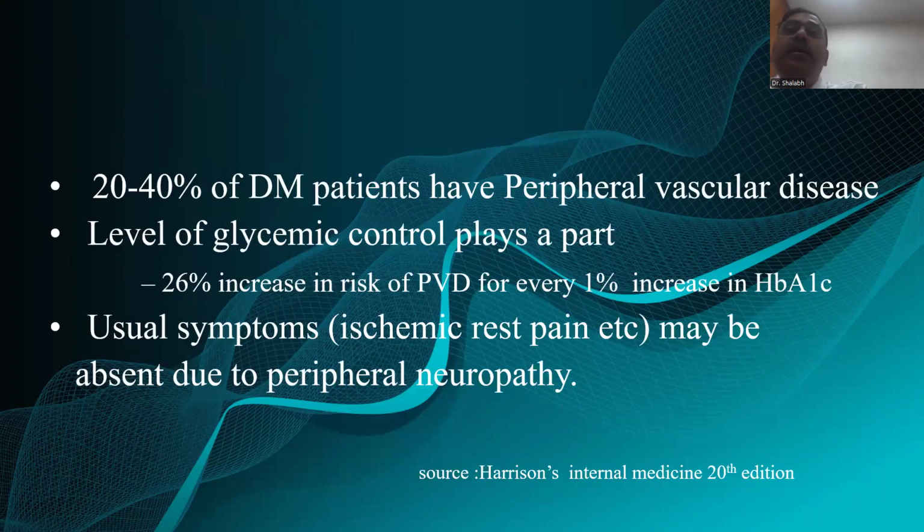About 20 to 40% of diabetic patients will have a peripheral vascular disease. Now, the second point is important. With just a 1% increase in your HbA1c, there is a significant risk in the development of peripheral vascular disease. All of us, when we treat diabetes, we tell our patients that HbA1c is important. You need to monitor it. That's how we know whether your blood sugar is controlled or not in the long term.